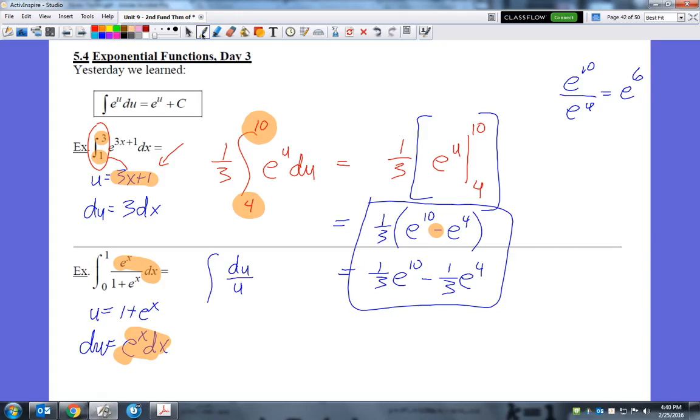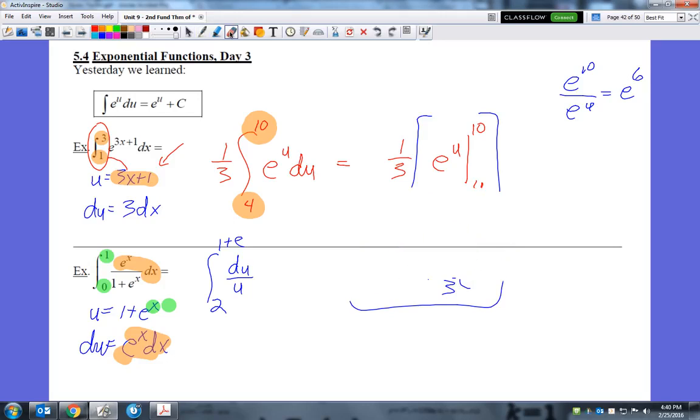The new bounds are, so let me highlight it so that you don't forget. 0 is going to plug in, 1 is going to plug in. So the 0, e to the 0 is 1. So 1 plus 1 is 2. Then e to the 1, I'll have 1 plus e. So this is a little bit weird as far as like the way the bound is written. Okay? So let me make a little bit of room.